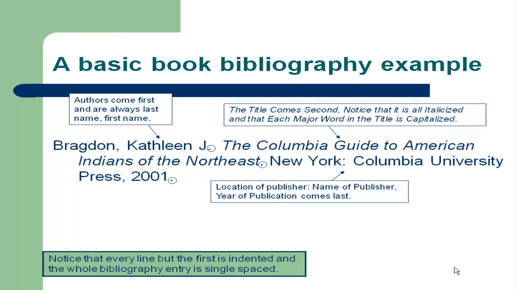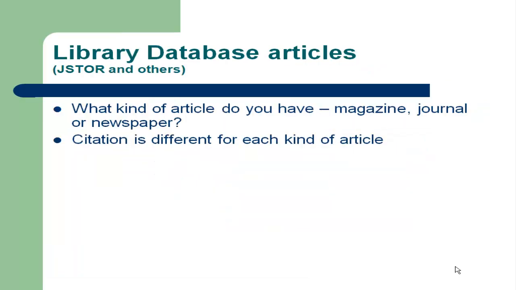You'll notice what's not there. When you are citing a book footnote, you do, of course, want to include the specific page that your information comes from. The bibliography, on the other hand, is not interested in the page numbers of your book, so we don't include page numbers when you're doing a book bibliography entry. For articles coming from databases like JSTOR and others, of course, the first question to ask yourself is always what kind of an article do you have, because each of them are slightly different.